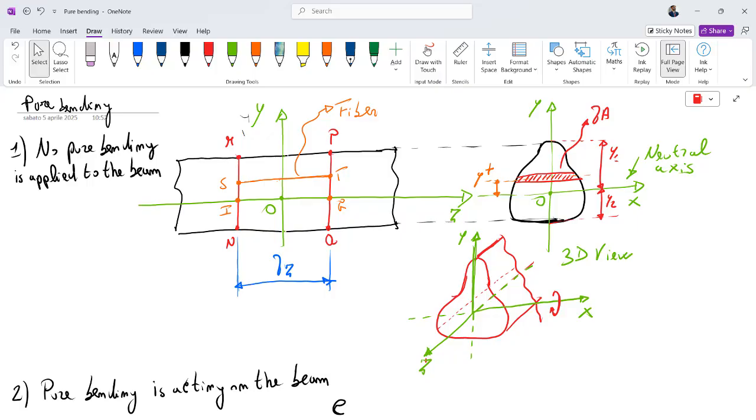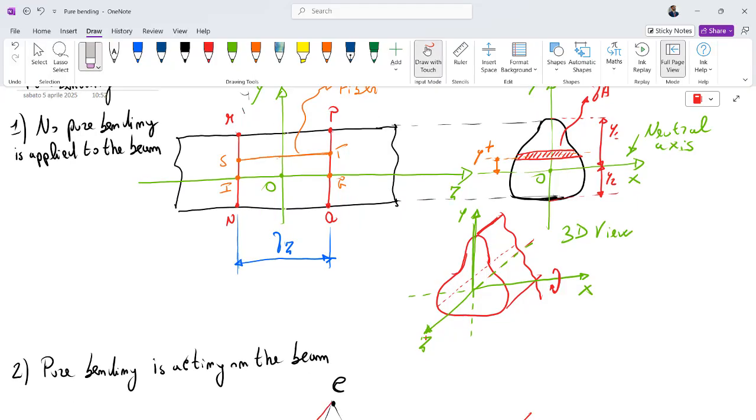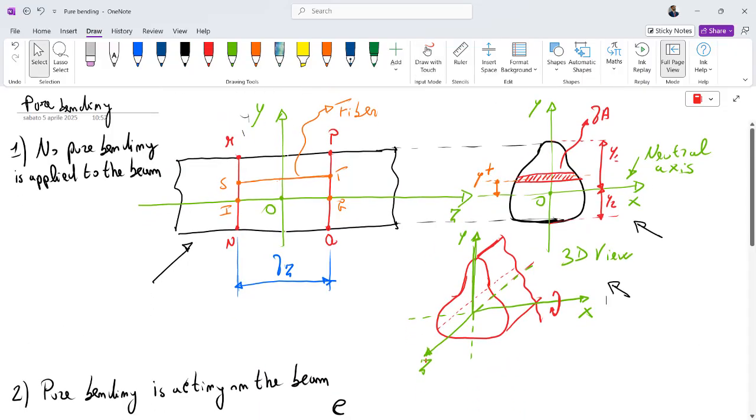Today we're talking about pure bending acting on a beam. On your screen you can see a portion of a beam: a side view, a front view, and a 3D view of this beam. But now we can explore all of this on our virtual page.